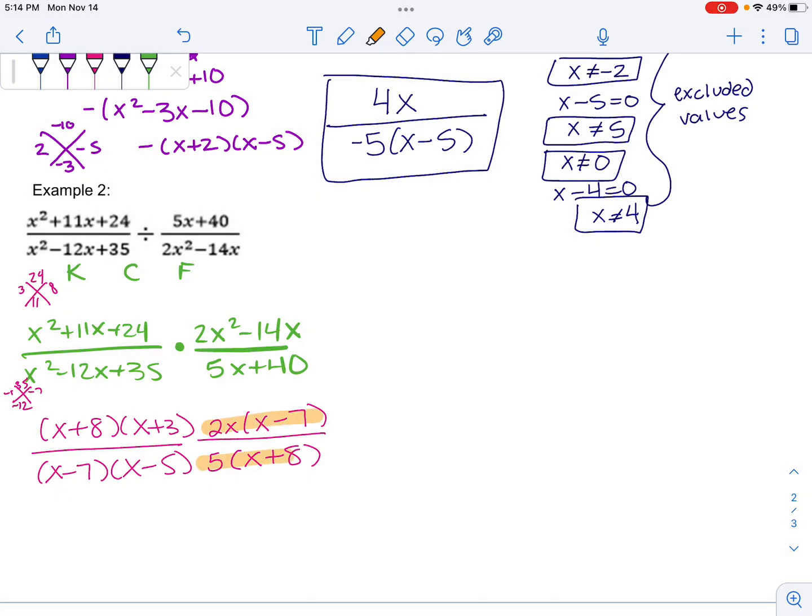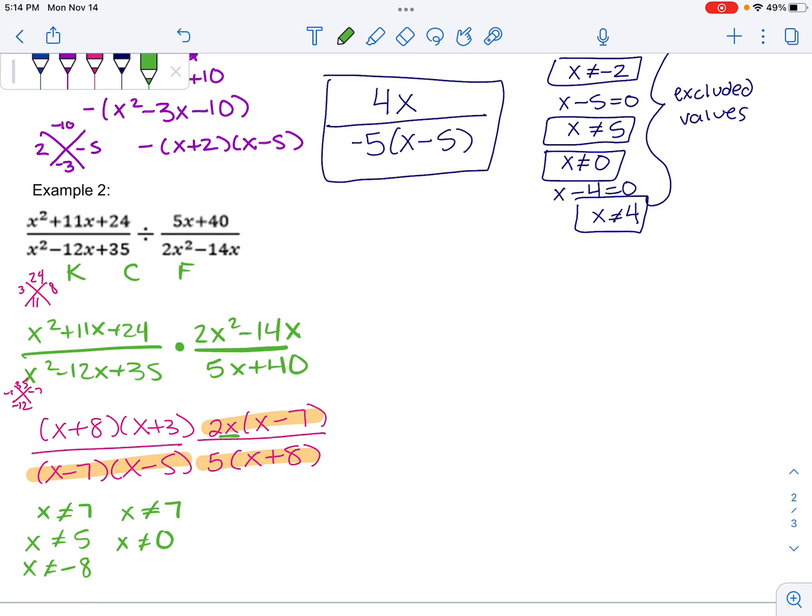Okay, next thing I want to do is find those domain restrictions or excluded values. Remember, it comes from all 3 places here, the denominator of the first fraction, and then the numerator and denominator of the second. So we have x cannot equal 7. X cannot equal 5, x cannot equal negative 8, and x cannot equal 7. Again, that's okay. You don't have to list it twice. You can. X cannot equal 0. Don't forget about that. X cannot equal 0 from the 2x here.